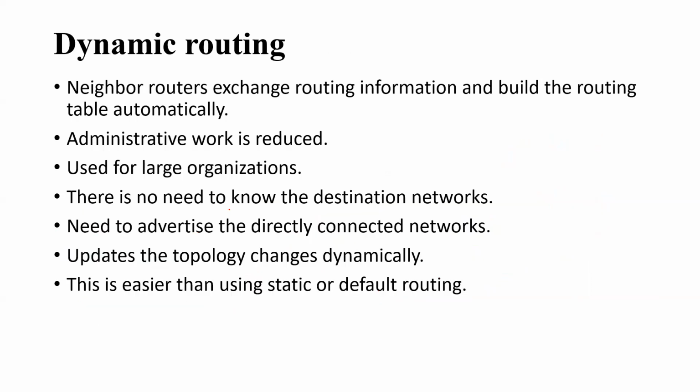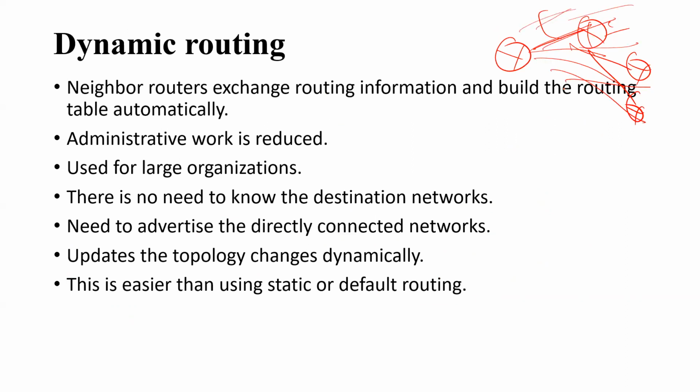Now, when it comes to dynamic routing: in static routing, we configure routes for whatever is connected on the specific router. Suppose this is a router and many networks are connected to it. In static routing, we configure the route to all the other routers connected to it.